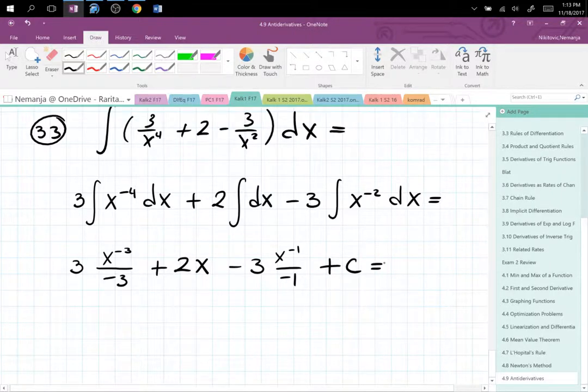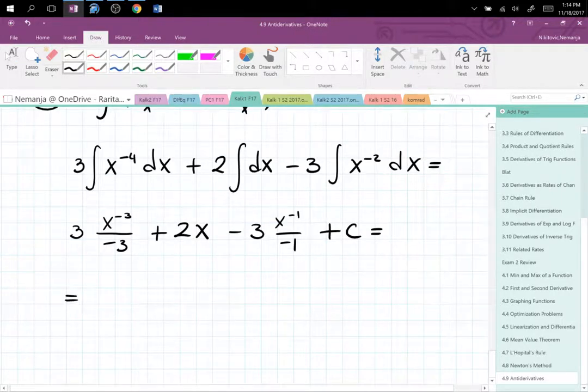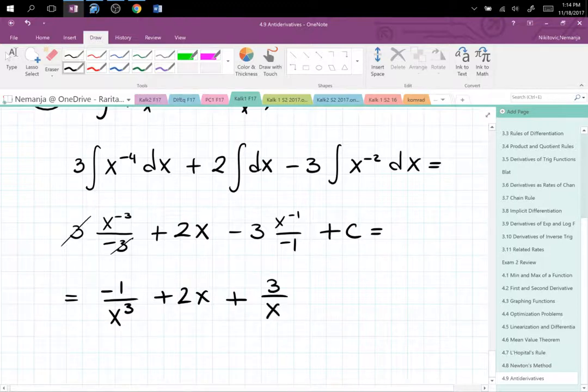And now you fix everything to look nice. 3 and negative 3 cancel, so we have negative 1 over x cubed plus 2x. Negative and negative is positive, so plus 3 over x, and then plus c.